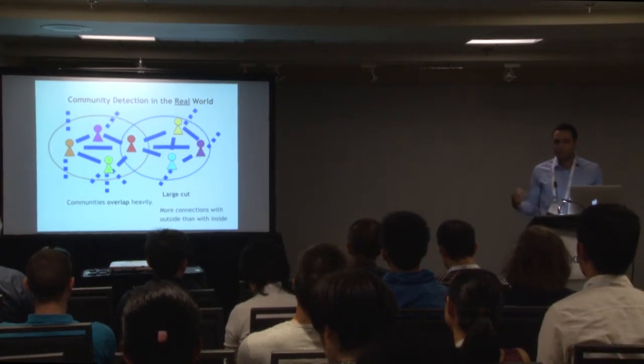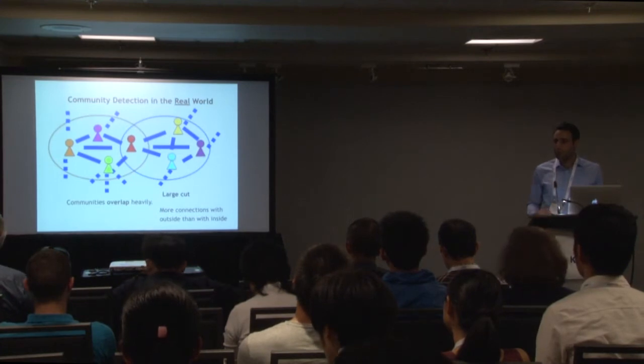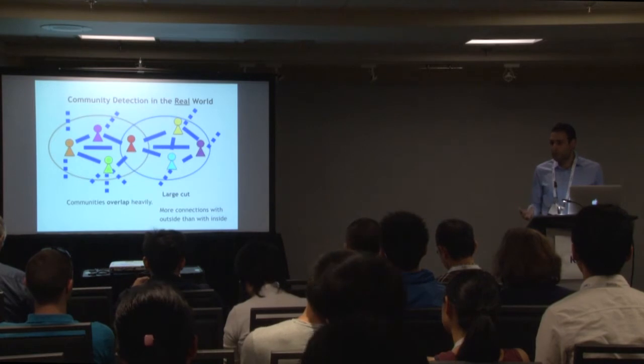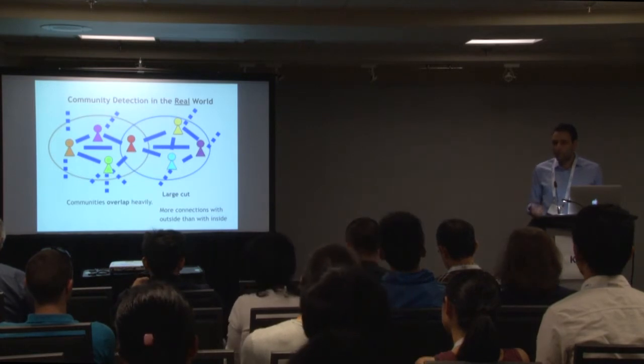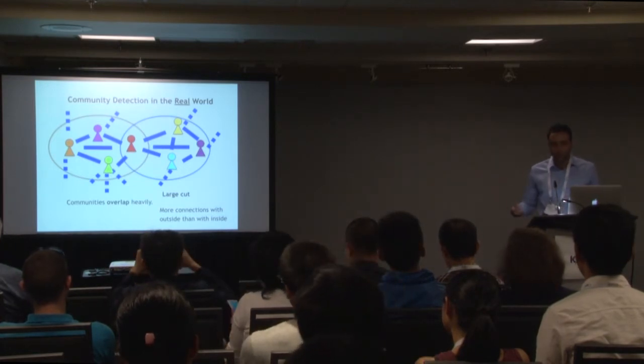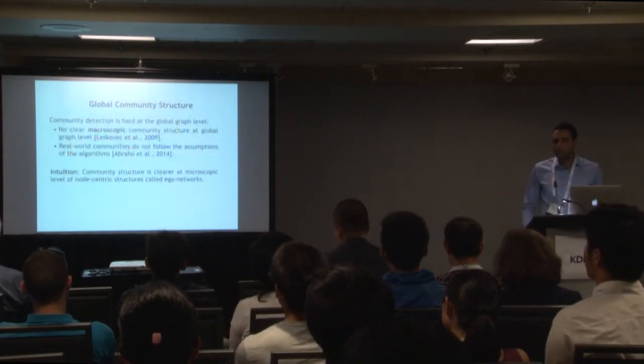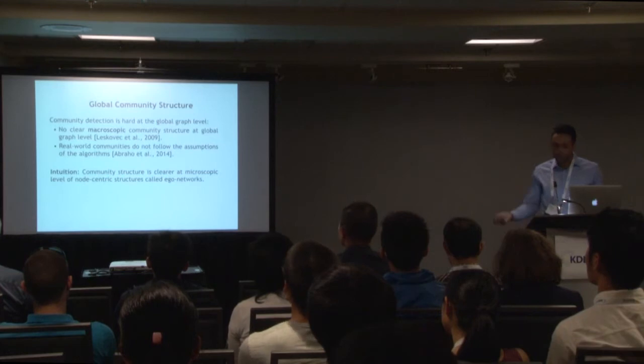In fact, if you think about your social intuition of your life, if you think about your family, you probably know more people outside your family than you know inside your family. So it's totally normal that there are more connections outside than inside. This, however, completely defeats most of the assumptions of the entire literature, and this has been observed for many years.